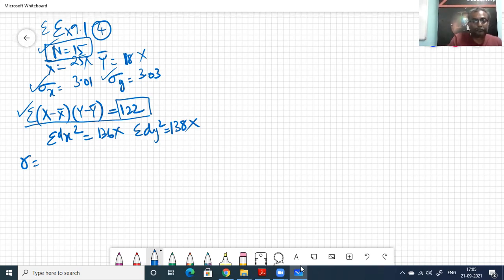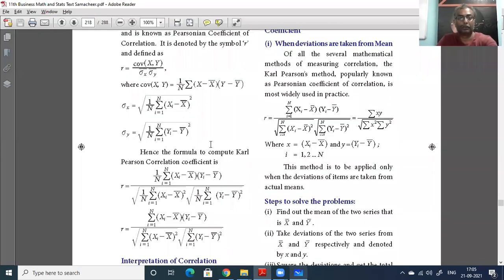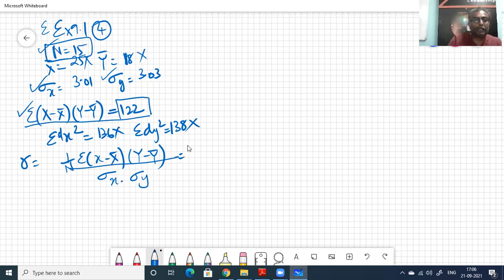So that is equal to sigma x minus x bar into y minus y bar divided by n into sigma x into sigma y. That's all is needed. So just apply that, very simple. N is 15, 1 by 15 into 122, which is given, divided by sigma x is 3.01, sigma y is 3.03.